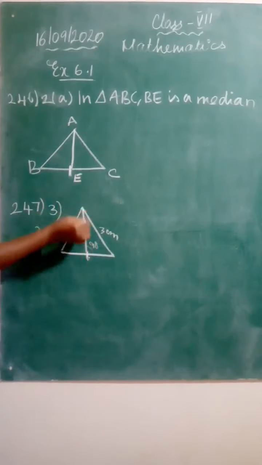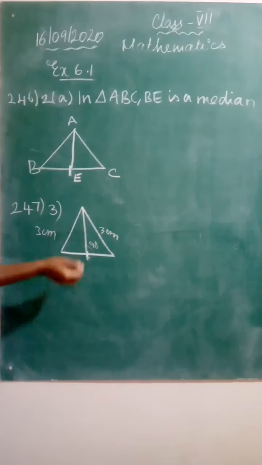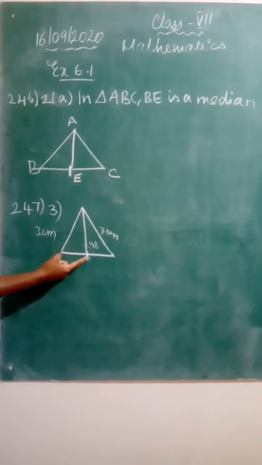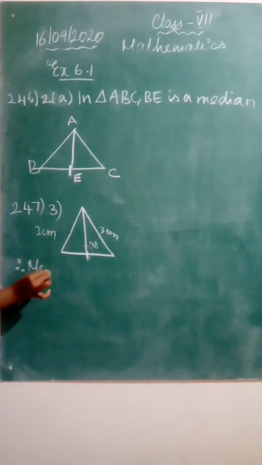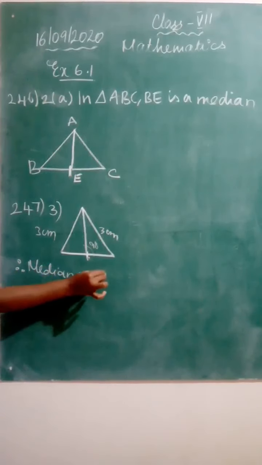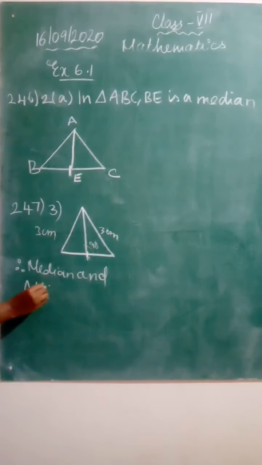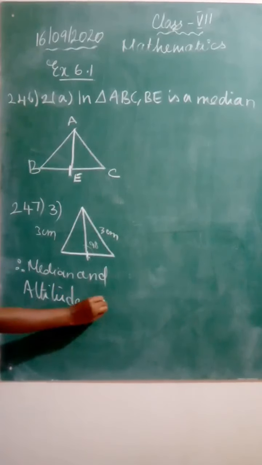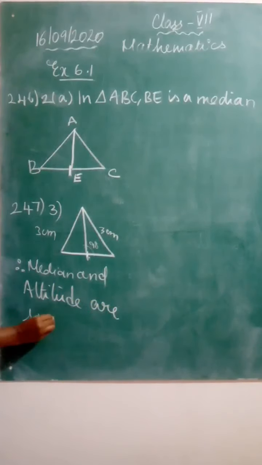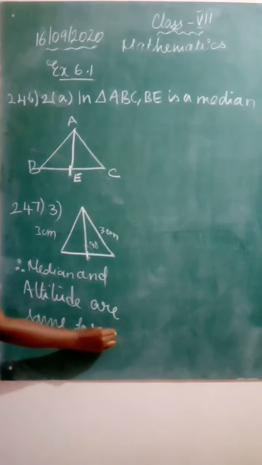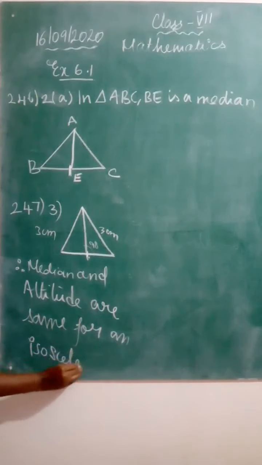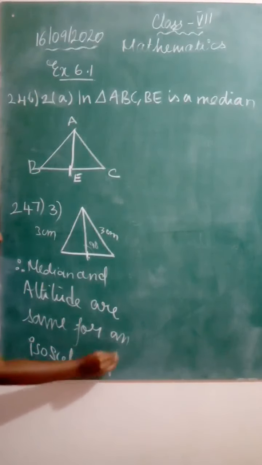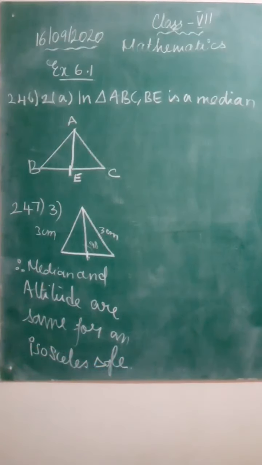Okay, that is, this is both median and altitude. It is a median because it is connecting the midpoint and the vertex, and it is an altitude because it is forming 90 degrees. Okay, so you will write therefore median and altitude are same for an isosceles triangle. Okay, is it clear?